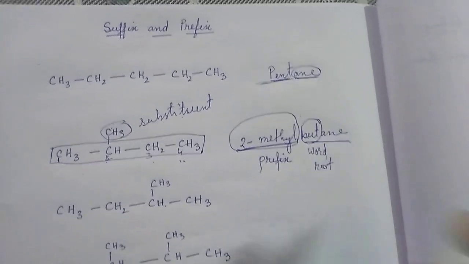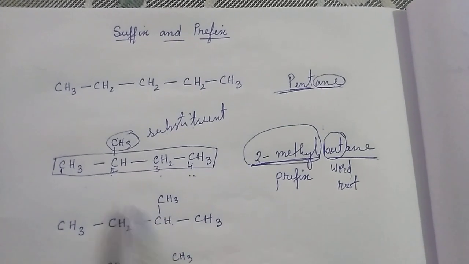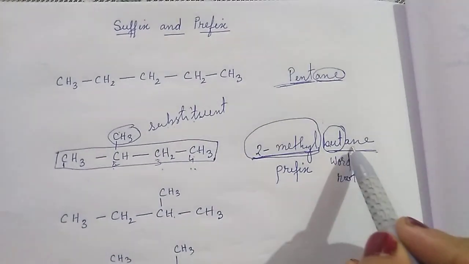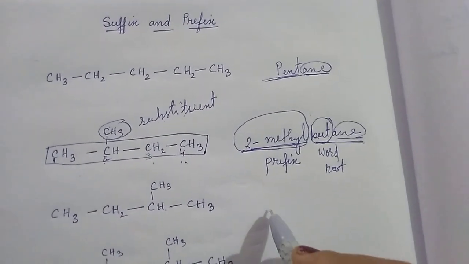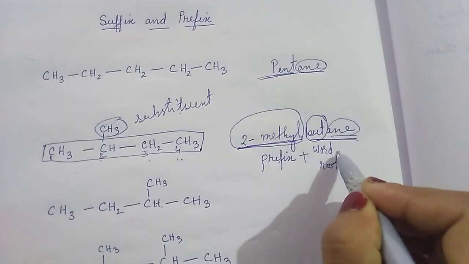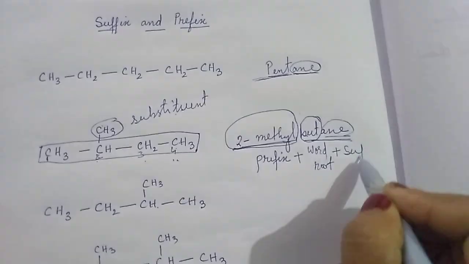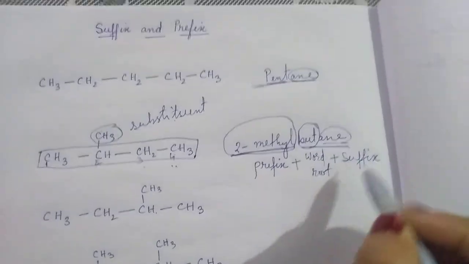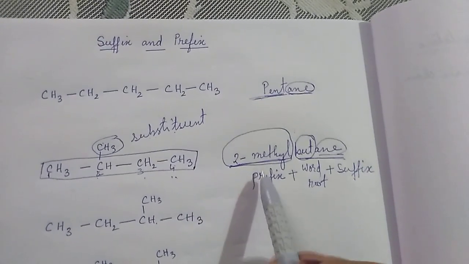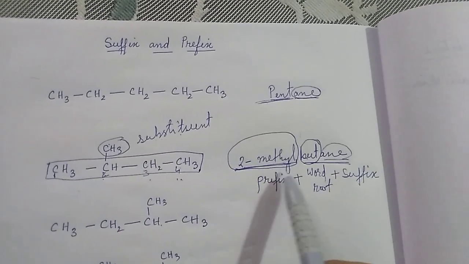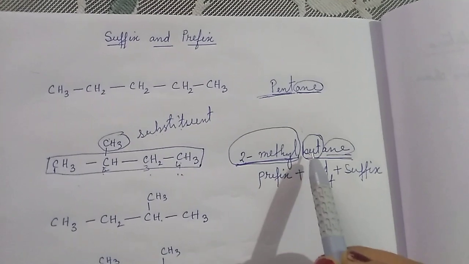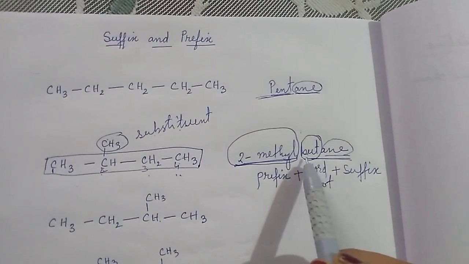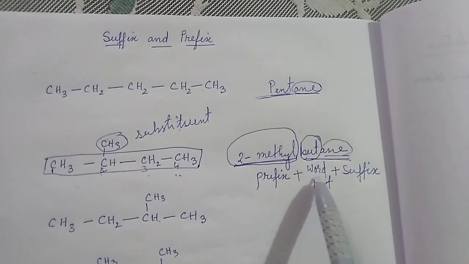Now ANE is because all the carbons are single bonded, so ANE. Okay, so word root. What we have here is prefix plus word root plus suffix. In the prefix, the substituents are always written first. We call it the prefix. But word root means the number of carbon. The number of carbon is your word root.